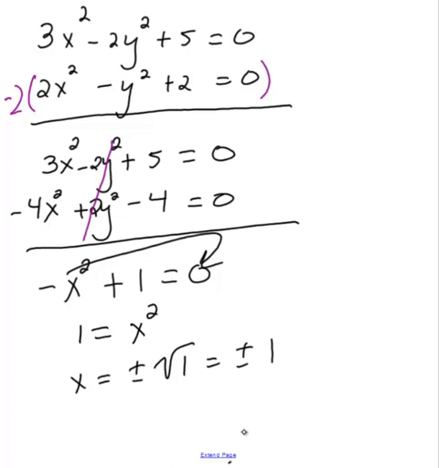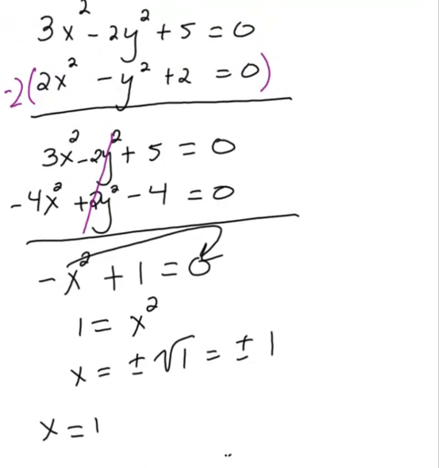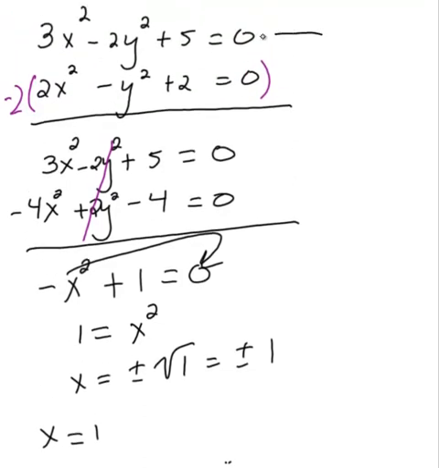Now, each one of these x values could have one or more y values. So I take the first x value of 1, and I will find the y value by plugging this 1 back into one of the original equations. I'll just put it into the top equation up here. So I've got 3x squared minus 2y squared.